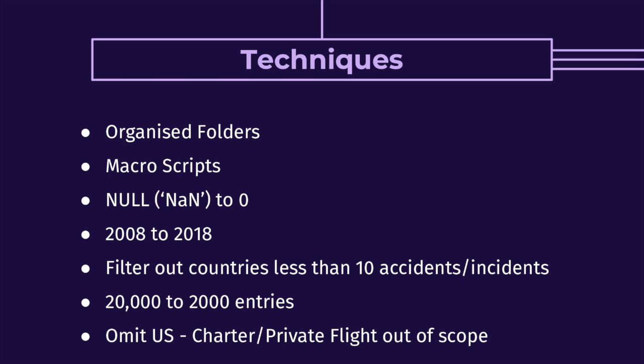An issue that was later discovered was that the United States included accidents and incidents from private and charter aircraft. This diverged from the scope of the project, hence the United States had to be omitted from some visualizations.